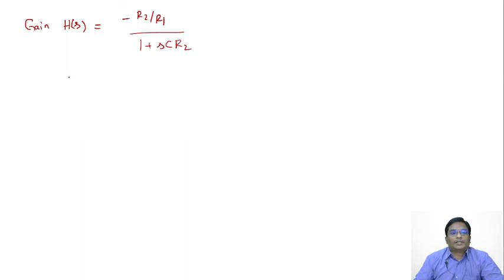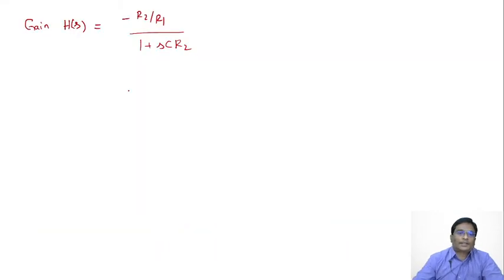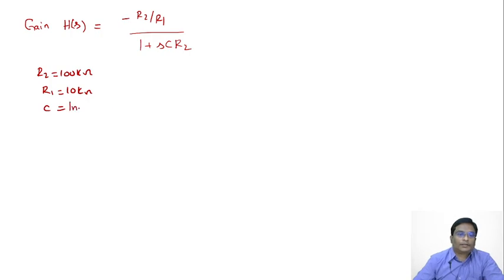Right, what is this value? What is the value of R2 given? R2 is given as 100k, R1 is given as 10k. Okay. What's the value of C given? C is given as 1 nanofarad. Okay, here, what is this H of S right now?